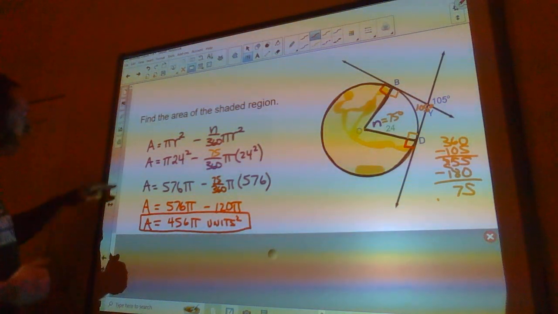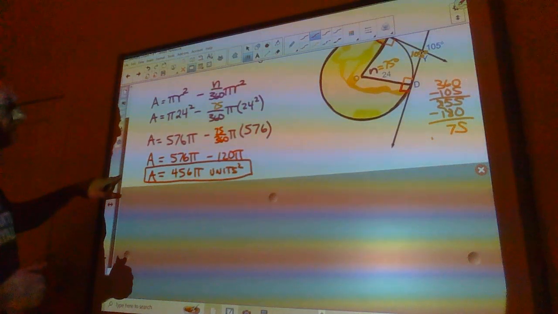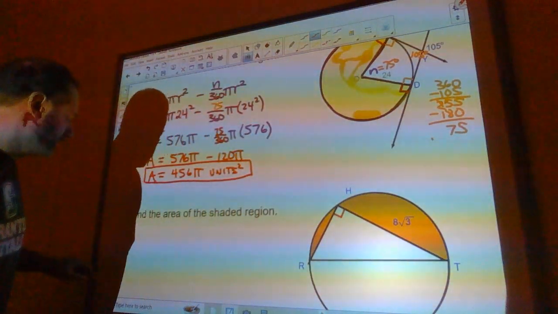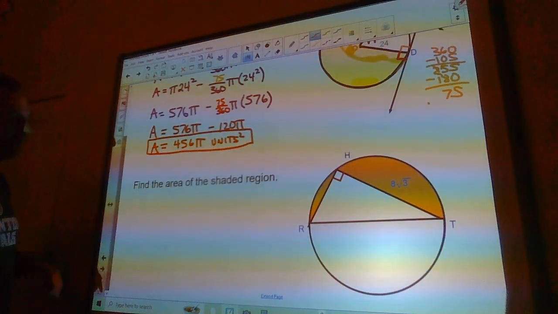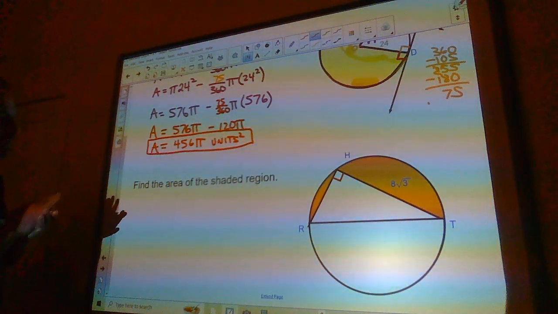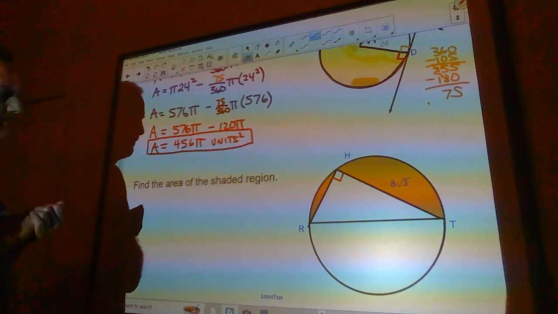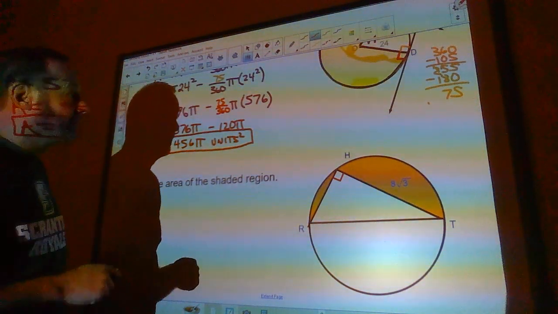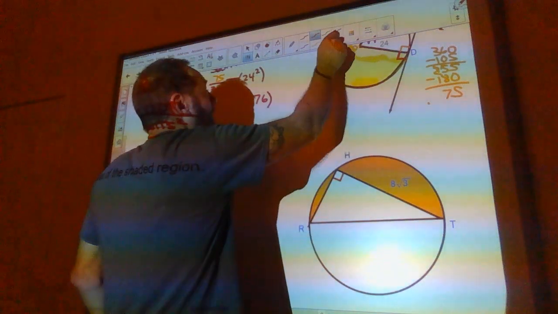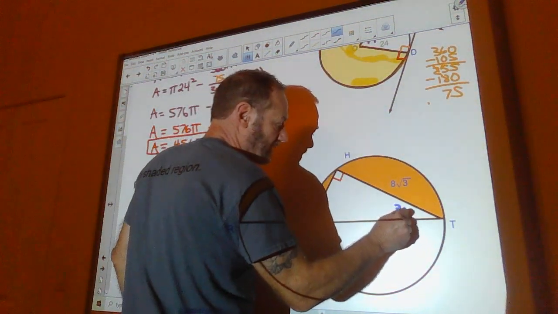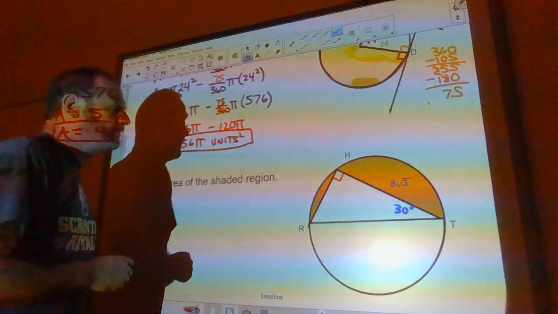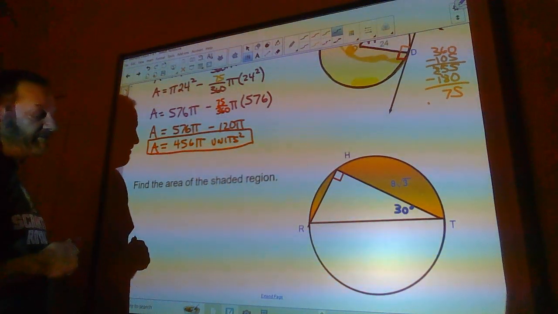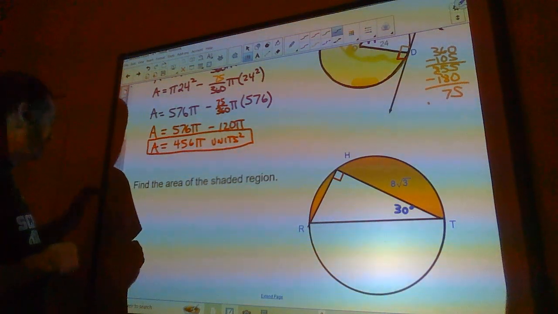Okay, there we go. All right, what do we have on this one? Find the area of the shaded region here. Oh, and I was supposed to give you one more angle on this. This has to be 30 degrees right there. There we go. Okay, so I need to find the area of the orange.